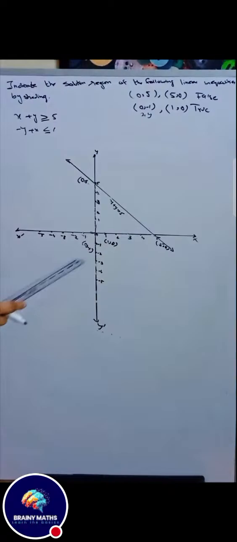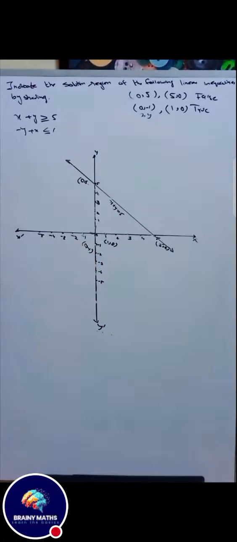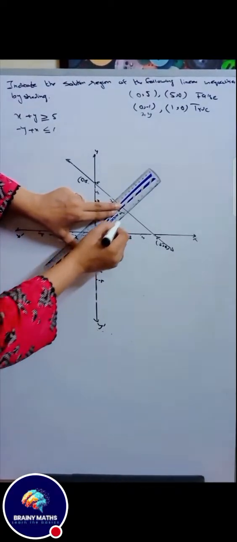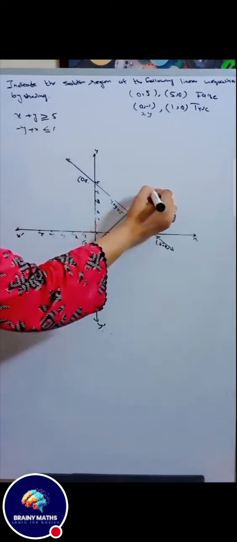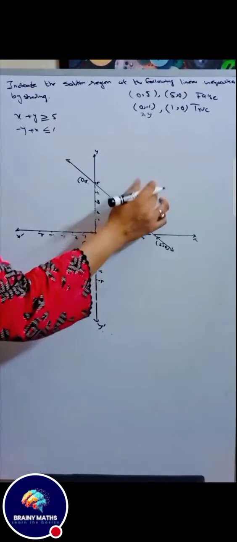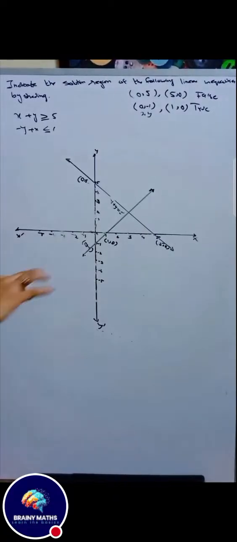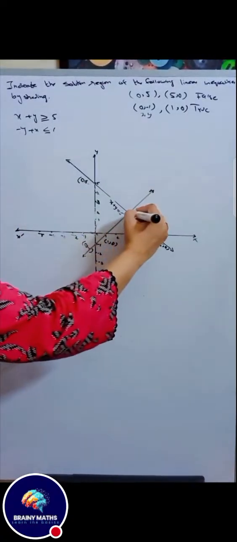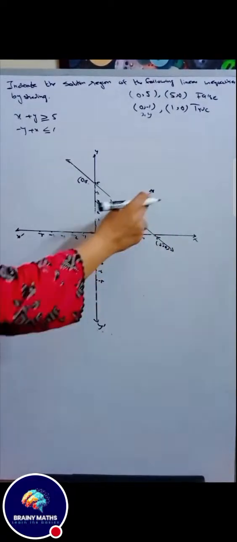Clear? Now I have 2 points here: 0, -1 and 1, 0. So we have to join these points like that. Alright? And the arrows are a must. And this is your equation, what do we call it? Minus y plus x equals to 1. This is your whole line.